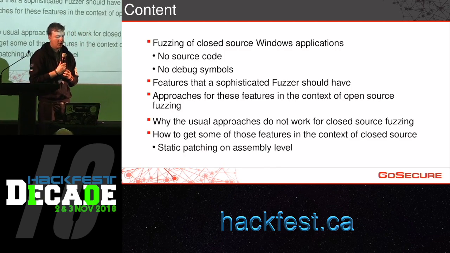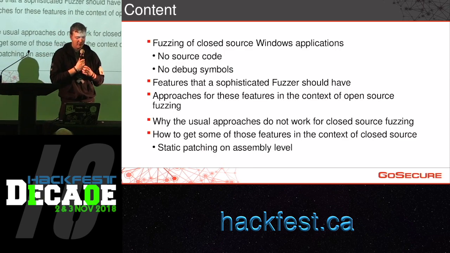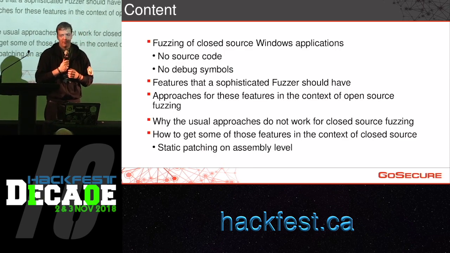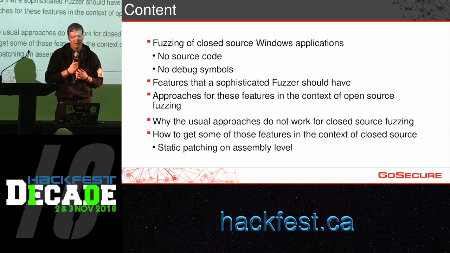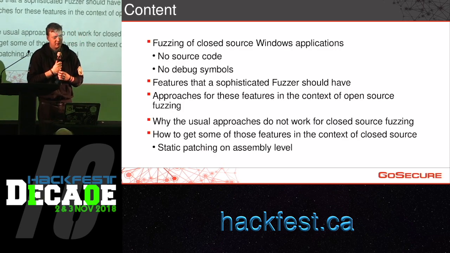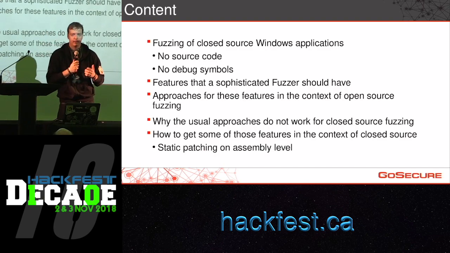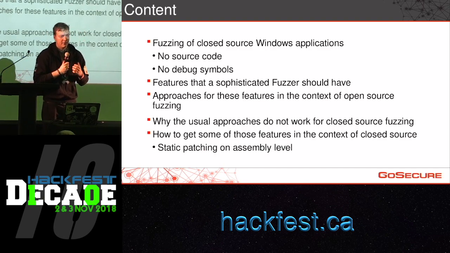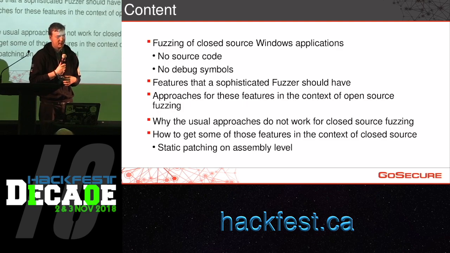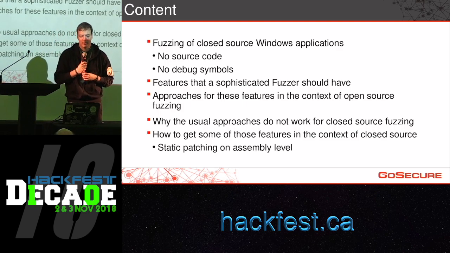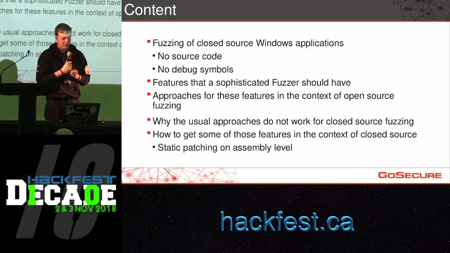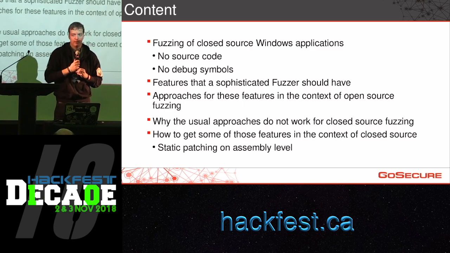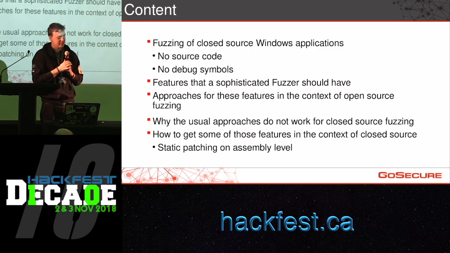I'm going to speak about features which I think a sophisticated fuzzer should have. And I'm going to mention approaches that exist to implement these features for open source applications. And then I'm going to mention why these features are not going to work if you try to fuzz closed source applications. And then I'm going to mention approaches, some of these I came up with, some already exist and are well known, that we can use to get these features if we want to fuzz closed source applications. Most of the stuff relies heavily on static patching on assembly level, so we might be seeing some assembly in this talk.